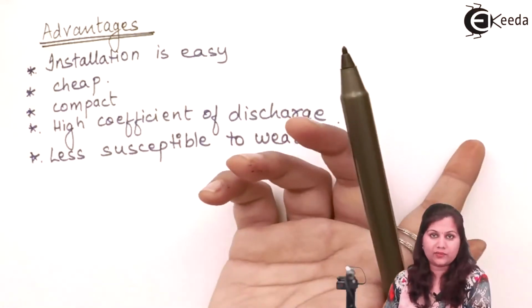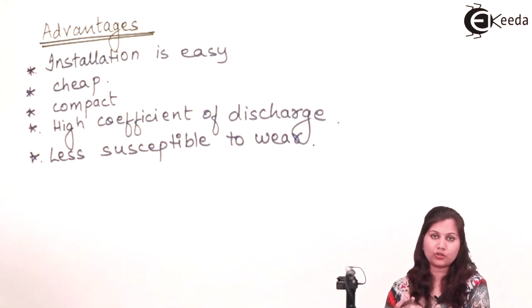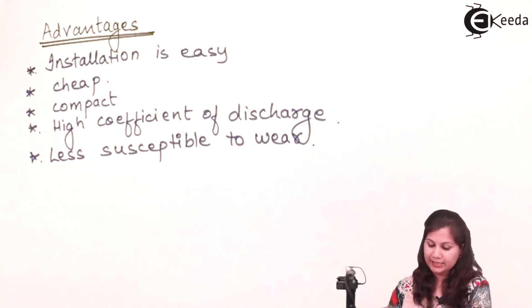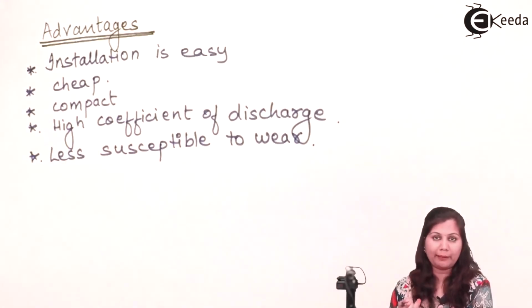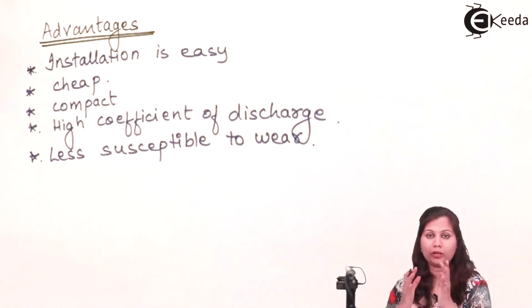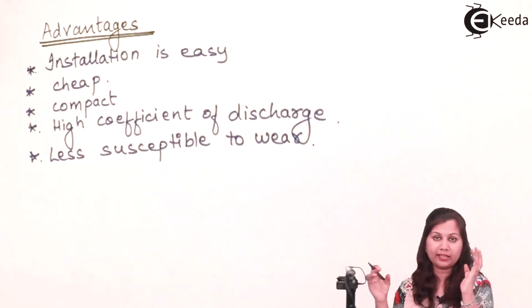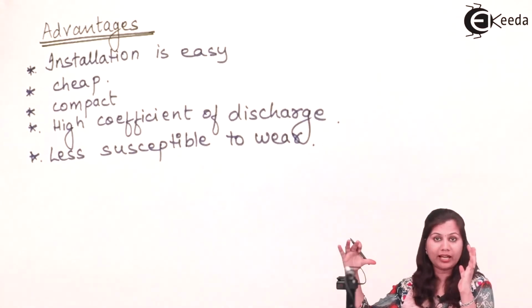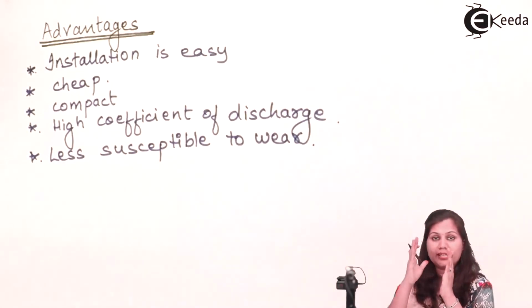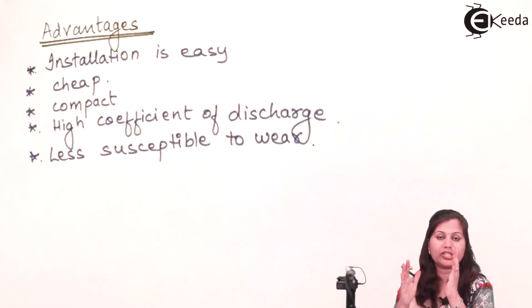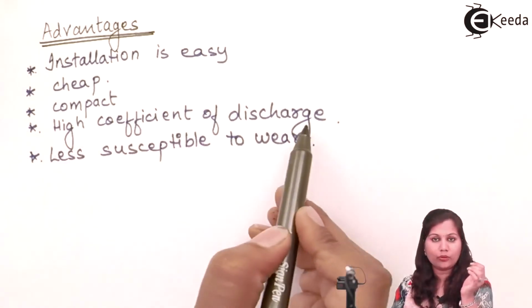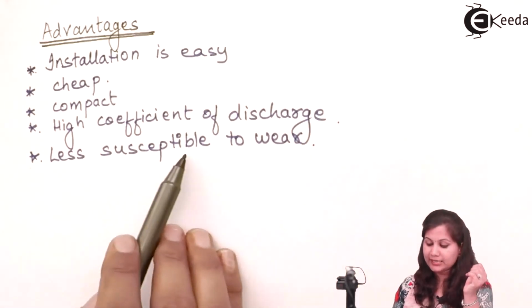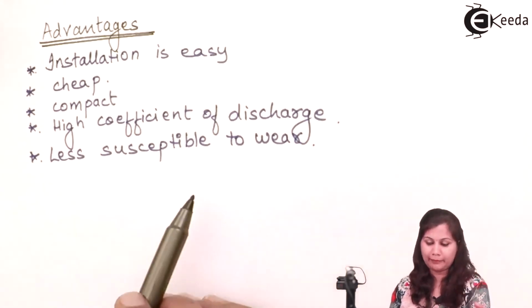So its installation is very easy. With the help of flanges we can install it in the pipe, so no complexity is there. Also it is cheap and compact because of its low dimensions as compared to the venturi tube, because the venturi tube is very long. It has a converging part, throat and diverging part, whereas the flow nozzle is just half of it, only having the converging and the throat part. So it is a very compact device. Its length is less. Also it has a very high coefficient of discharge, and it is less susceptible to wear and damage.